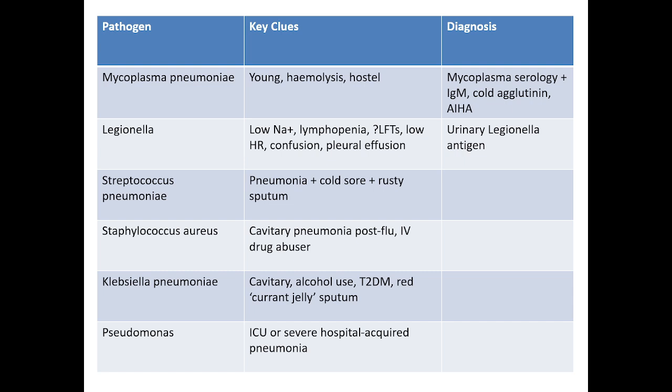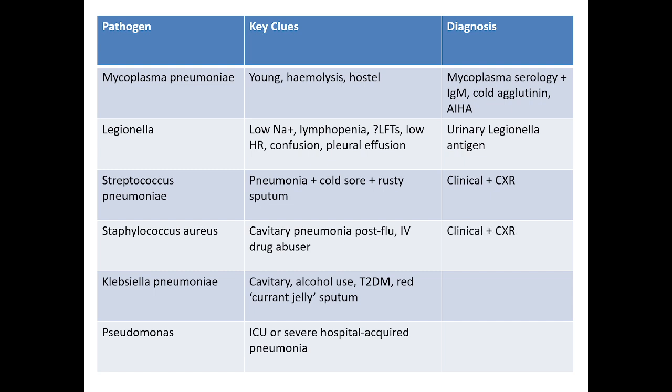Then come to Legionella. For Legionella, the most confirmatory test is urinary Legionella antigen. As I said before, Streptococcus pneumoniae is the most common organism of pneumonia. For this, we will have the characteristic features of consolidation in the chest X-ray.